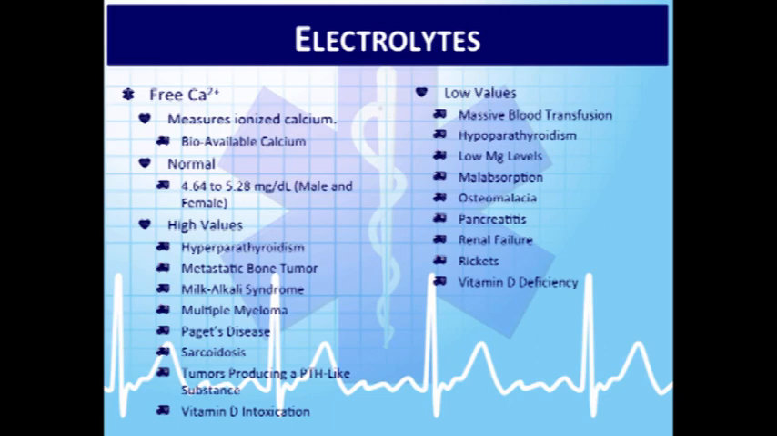Normal values in the book range 4.64 to 5.28 in the way they measure it. The way I measure it, it's not quite that high. Again, you know where you work. High values are seen in a whole bunch of things, most of them sort of bizarre cancers or tumors or metabolic syndromes. Not something you're just going to encounter every day.